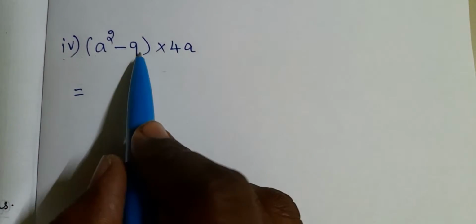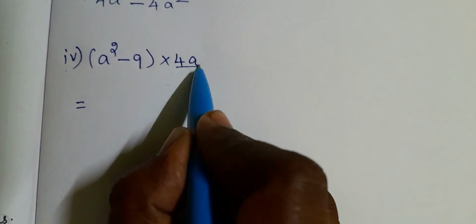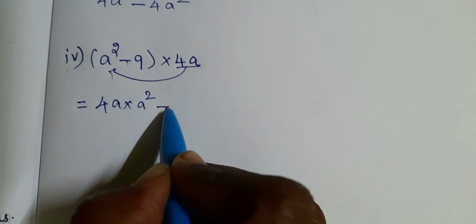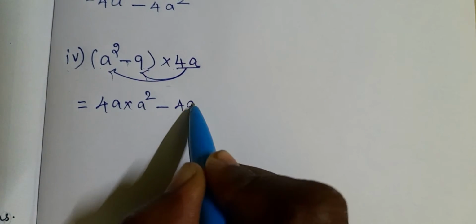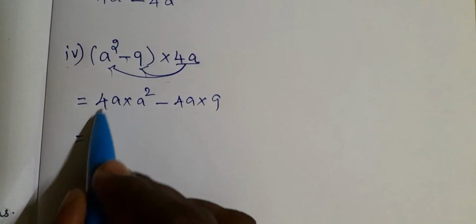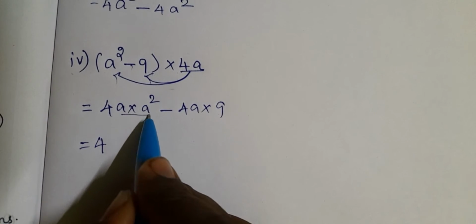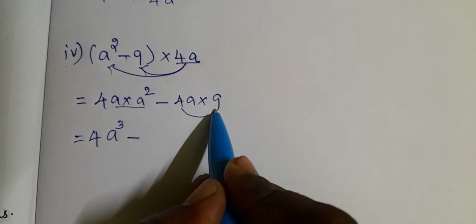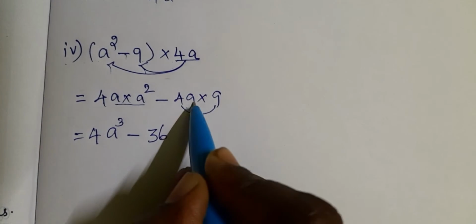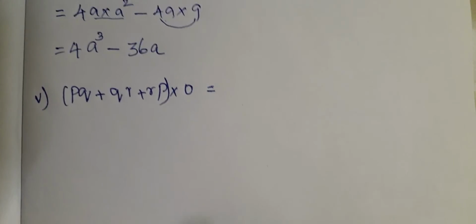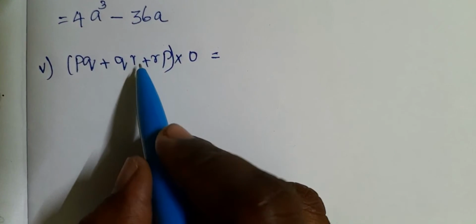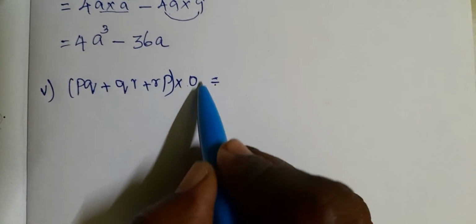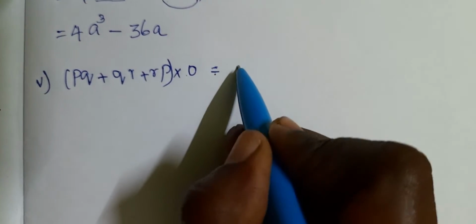Fourth question, a square minus 9 into 4a. 4a into a square minus 4a into 9. Here 4a into a square will be a power 3, minus 4 nines are 36a. Question number 5, pq plus qr plus rp multiplied by 0. We know that any number multiplied by 0 will become 0. So the answer will be 0.